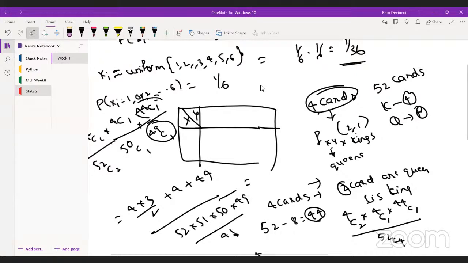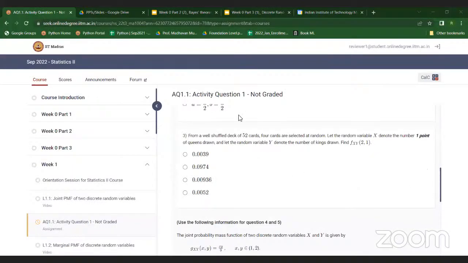Got it, sir. Sir, I have another doubt here. I did it like this only. But after studying marginal and conditional, after seeing this question, I thought to do it that way, but it's very difficult now, doing it using that concept. Marginal and conditional, it's very difficult. That's what he's saying. Yes, sir.